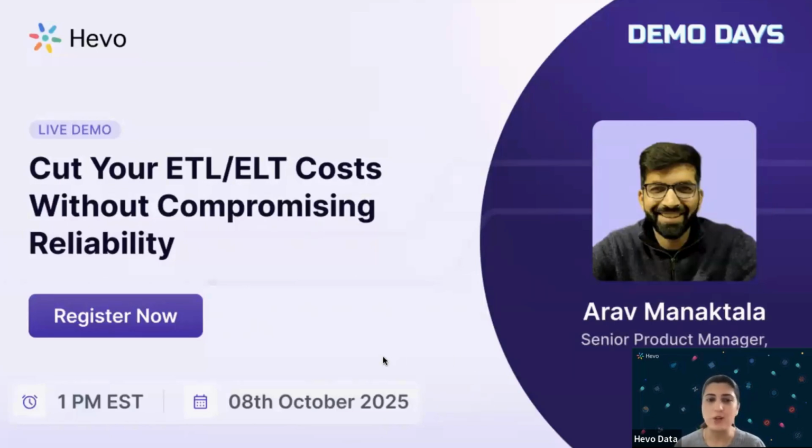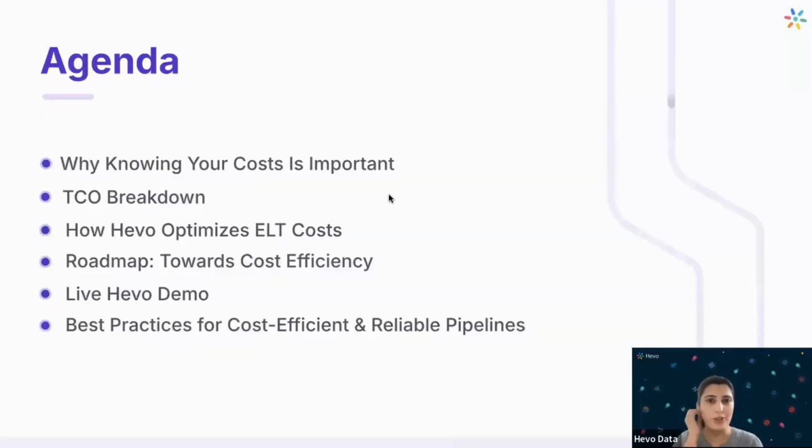And just to give a quick agenda overview, we will talk about why knowing your cost is very important. We'll do a TCO breakdown. So what does your total cost look like? How does Hevo help in optimizing your cost? What should your roadmap for efficiency look like? We'll give a Hevo demo where we'll show where all you can save costs and how we actually impact costs at the end of the day, and a couple of best practices from our side. Arav, I think you can take over and show everybody the topic for today.